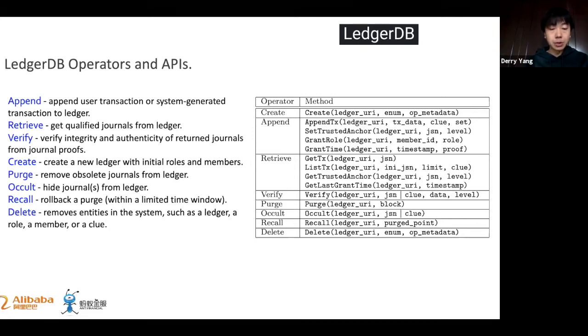Purge removes obsolete journals from the ledger and occult hides journals from the ledger. The Recall API is used to roll back a purge within a limited time window, and delete is used to remove entities in the system, such as a ledger, a role, a member, or a clue.